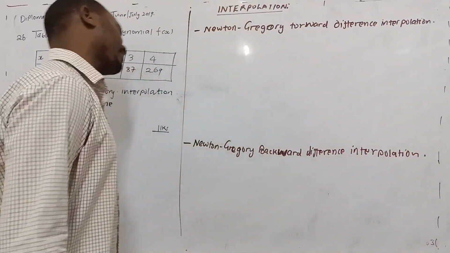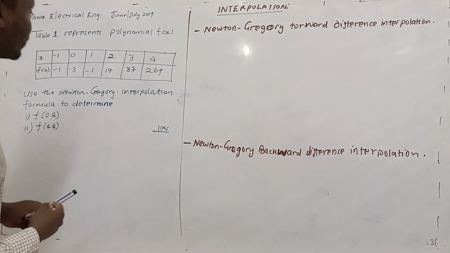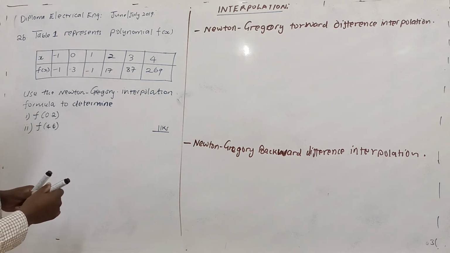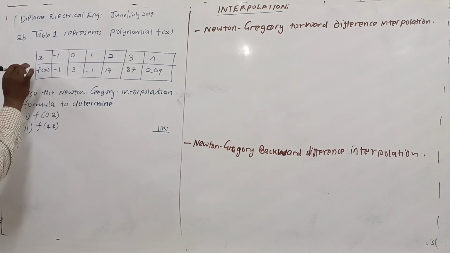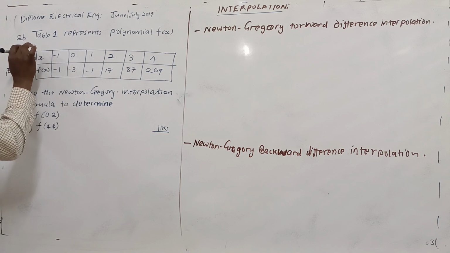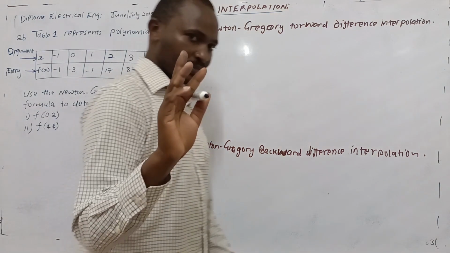But actually, what is interpolation? You see, interpolation is a process of finding a certain value of entry for a given argument. You see, we call this the entry, and the values of x, we call them arguments. I think this is it, we call them argument.